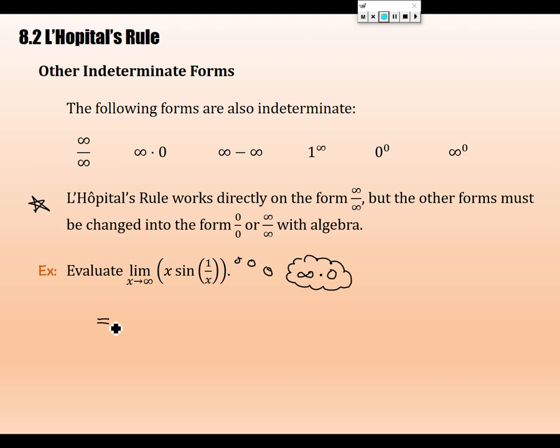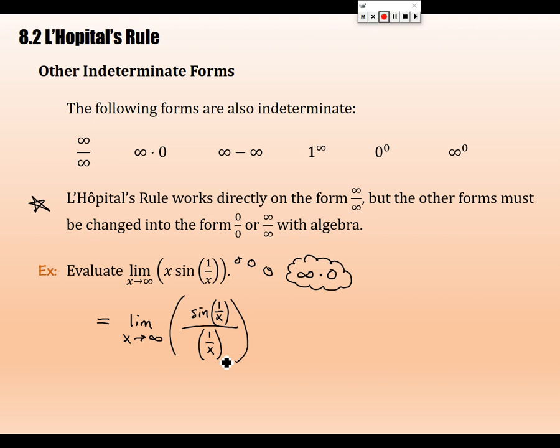We can get it into 0 over 0 form, though. How would we do that? Again, this is pure algebraic trickery. Can you rewrite this? Yeah, sine of 1 over x, over 1 over x. Oh, look at that. We've just transformed it into the form that we used before.